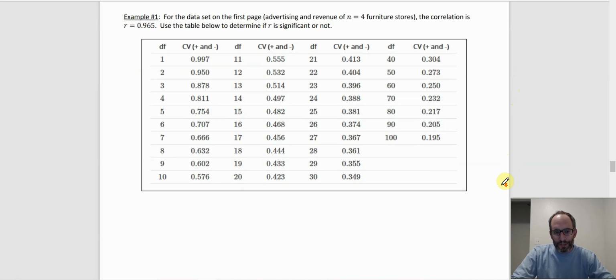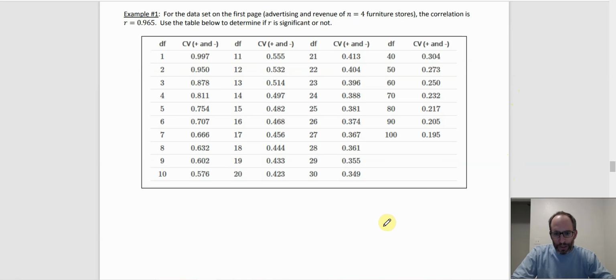So if we're going to use the table below to determine if R is significant or not, what we're going to have to do is first just figure out the degrees of freedom. But n is 4, right? We know that. So if n is 4, then the degrees of freedom is n minus 2, which would then be 4 minus 2, which is 2. Right, so we want to be in the 2 degrees of freedom row.